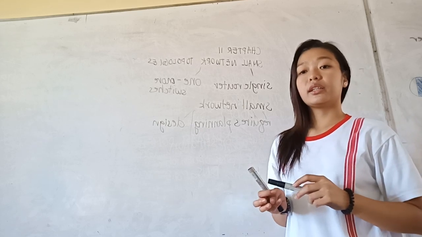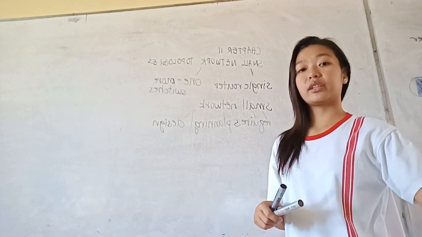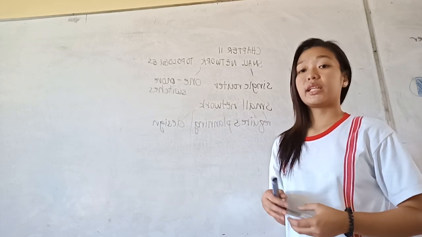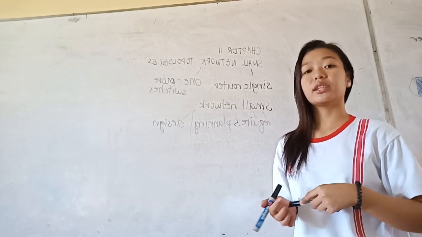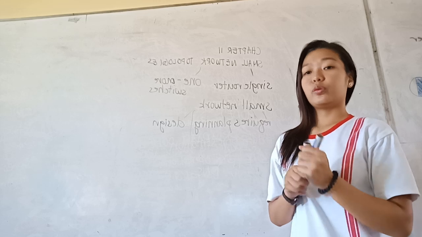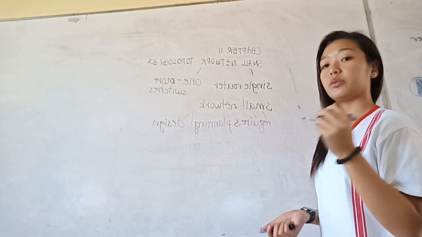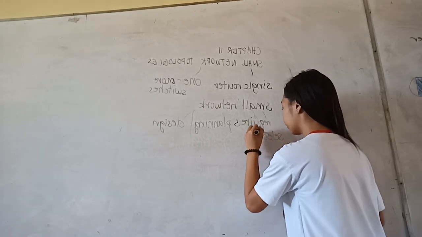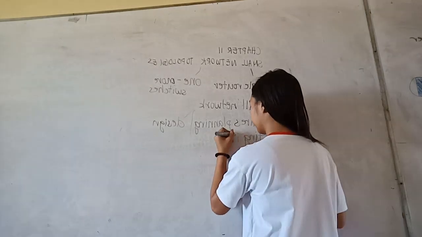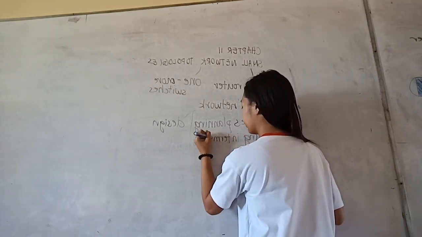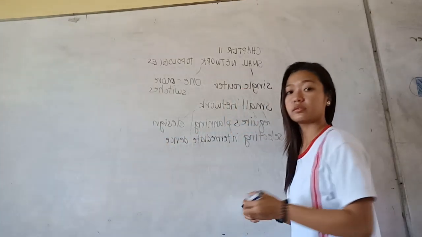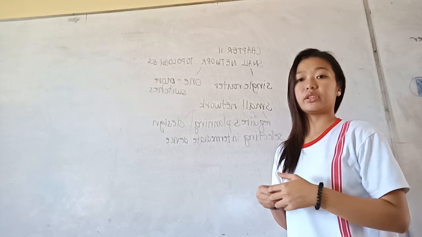When implementing a small network, one of the first design considerations is the type of intermediate device to use to support the network. When selecting the type of intermediate devices, there are a number of factors that need to be considered.